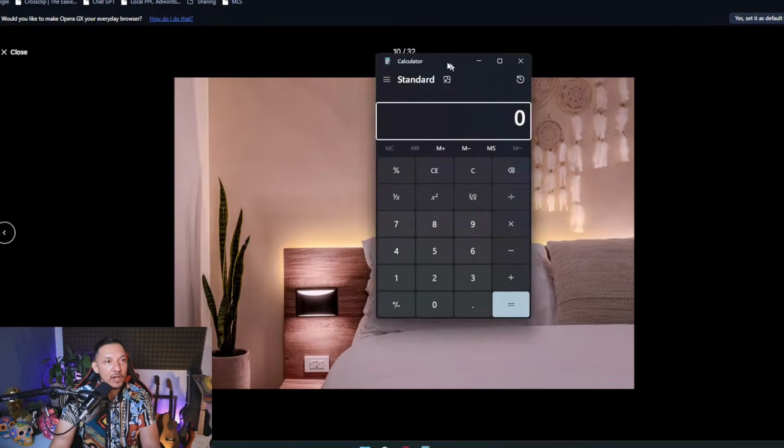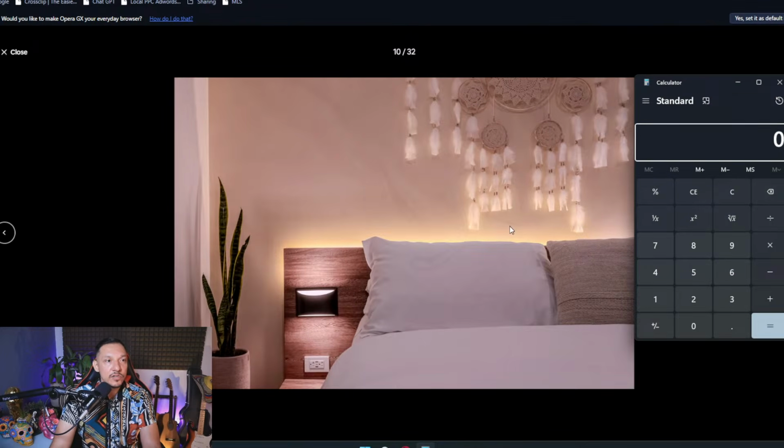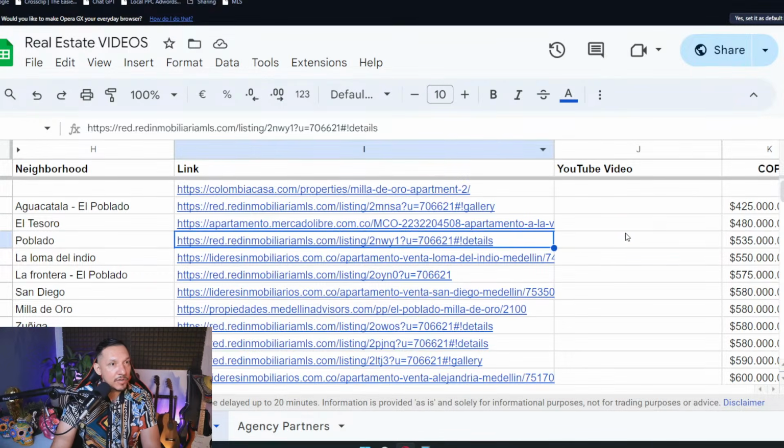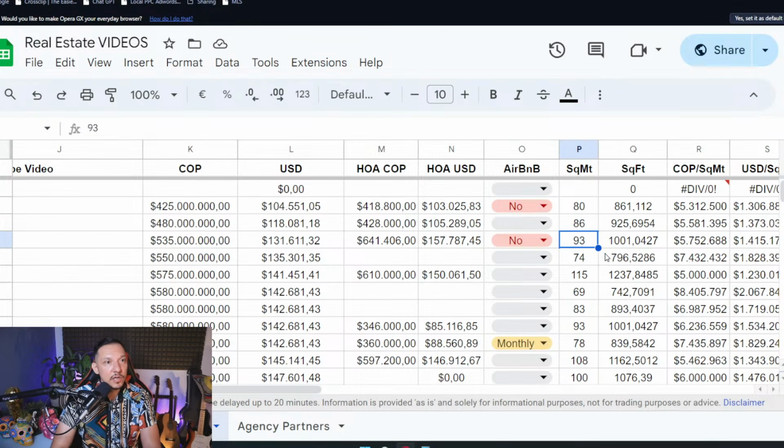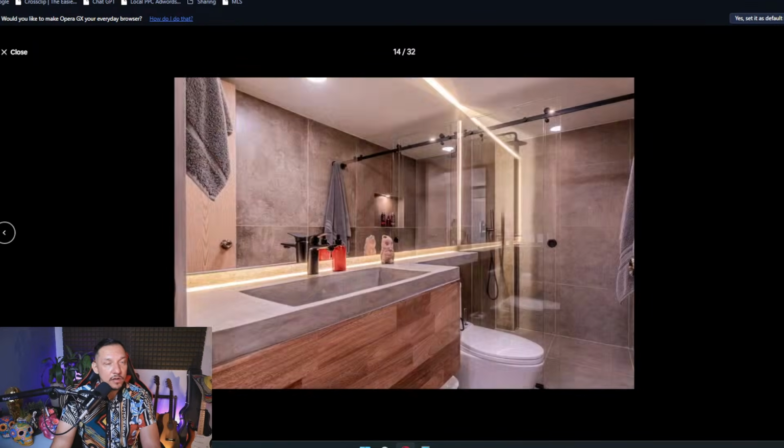So this is how I calculate for a client or for myself. In order to rehab this property right here, how many square meters is it? It is 93 square meters. And I want it to look similar to this, right?